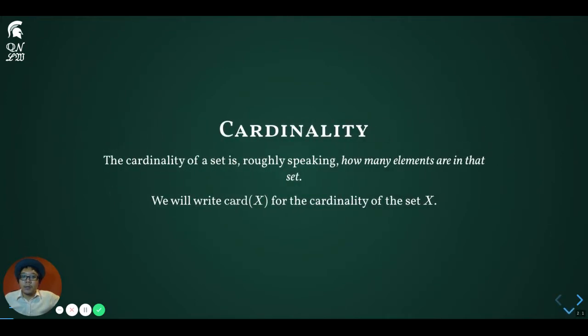By cardinality, we roughly mean how many elements there are in a set. Notationally, we will use card(X) for the cardinality of a set X. At this point, I haven't quite told you what the cardinality is, and we will fill this in in the next slides.